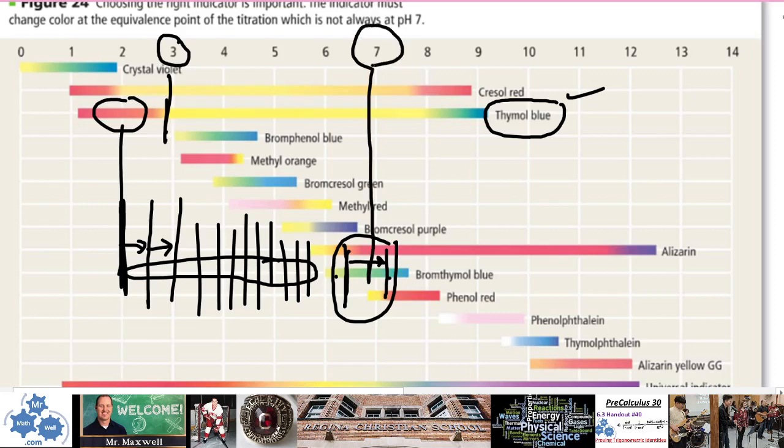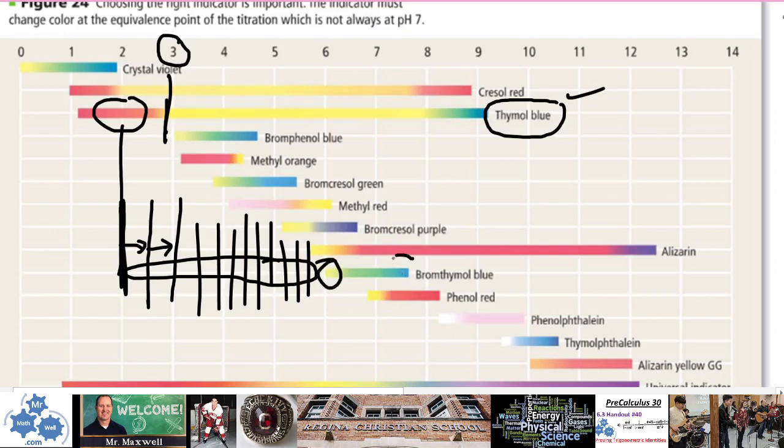7. So a completely neutral solution. And again, it's not an exact science, but with the indicators, that's what you do. You say it's yellow here, it's blue here, so right in between, this sweet spot right here, that's going to be pretty much pH 7. So that's the indicator that we have in the lab and that we might be using for an upcoming lab. But it's as simple as that.